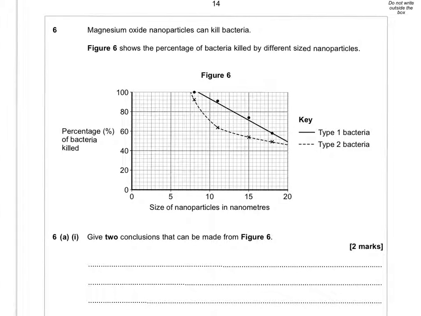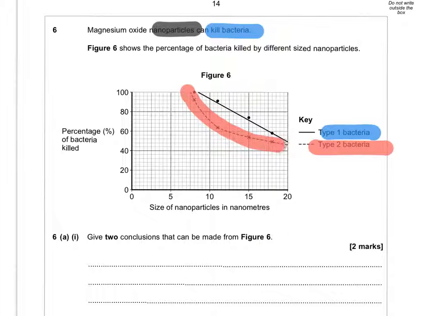And then we get to magnesium oxide nanoparticles can kill bacteria, so another nano question. They can kill bacteria, okay, right, fine. It shows the percentage of bacteria killed by different size nanoparticles. Right, okay, so we've got two types, type 1 and type 2. Type 1 is the blue, type 2 is in red. Give two conclusions that can be made from figure 6.